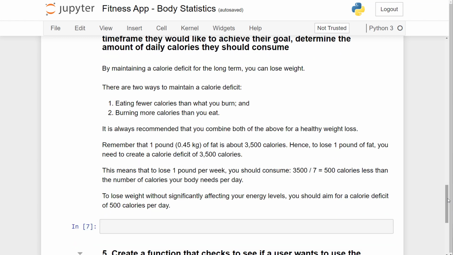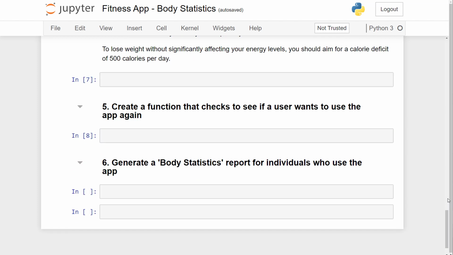The last two things we're asked to do is firstly create a function to see if the user wants to use the app again, and this is something that we're familiar with. And finally, we need to generate a body statistics report for individuals who use the app. So with all of the functions that we create above, we're going to need to construct a program that asks for input at specific times, calls functions at specific times, and then displays information on the screen to help users understand what they need to consume in order to achieve their target weight goal.